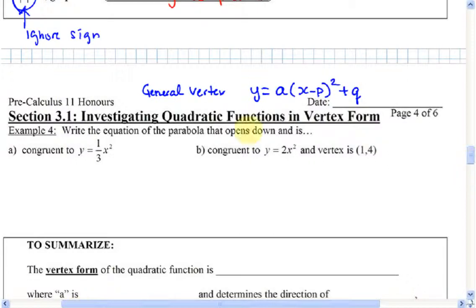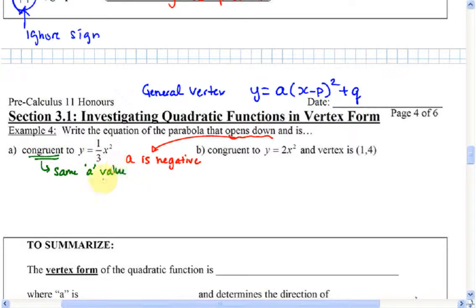So when you hear opens down, what do you know about the a value? A is negative. Good. And for part 1, it says, write the equation of a parabola that opens down and also is congruent to y equals 1/3 x squared. Congruent just means the following. Congruent just means the same a value.